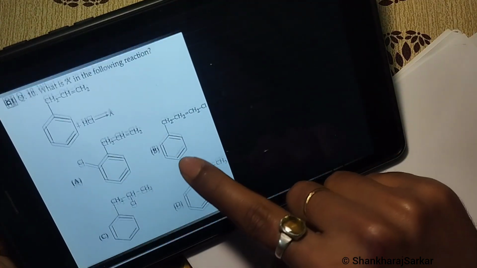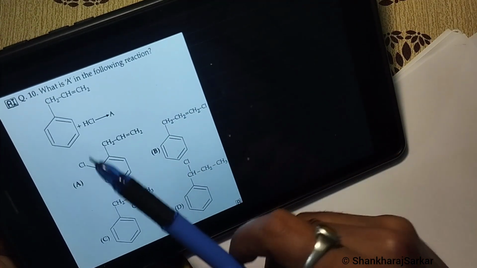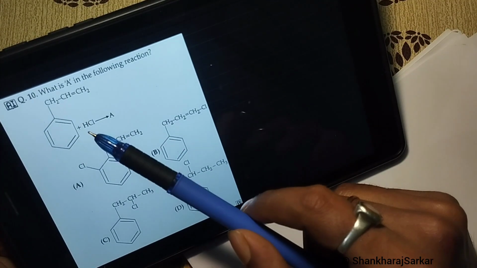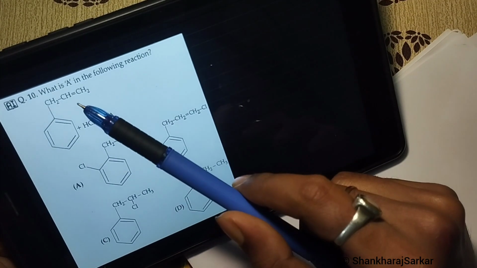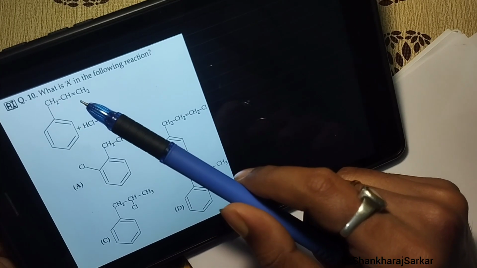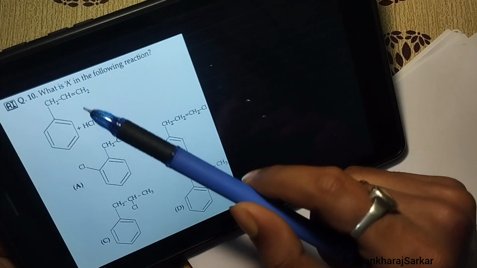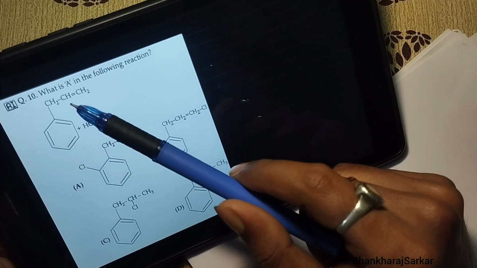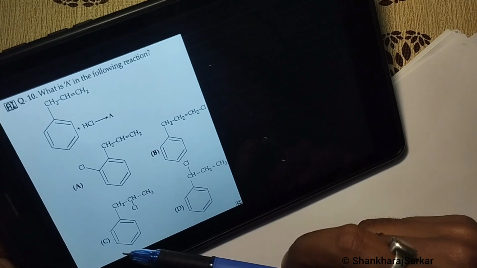Next, what is A in the following reaction? Here this benzene ring attached to an alkene is reacting with HCl. HCl, when it reacts with this compound, will undergo Markovnikov rule. So in HCl, H will go to the carbon with the more number of hydrogen atoms, and Cl will go to the middle carbon. So option C is your correct answer.